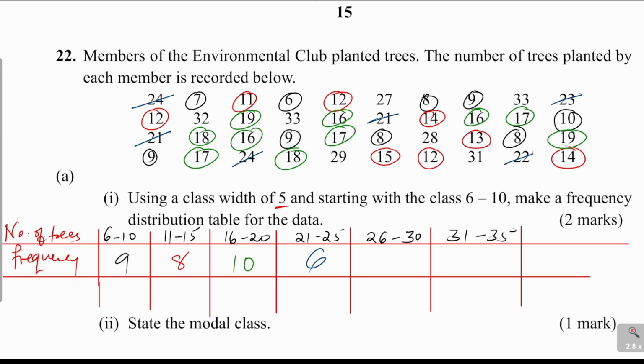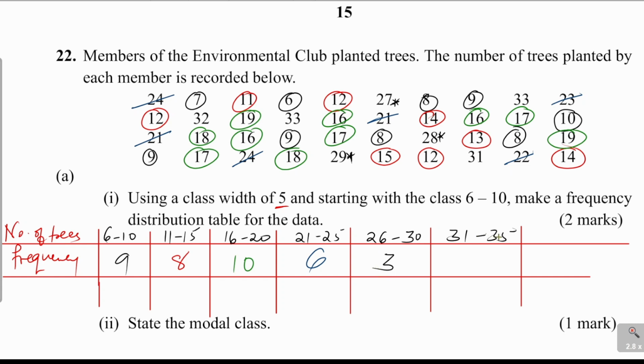26 to 30. I can't see one there. 26 to 30, another one is there. Yeah, they're not many. There are only 3. I've identified 3 only.